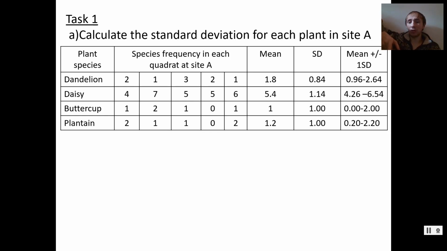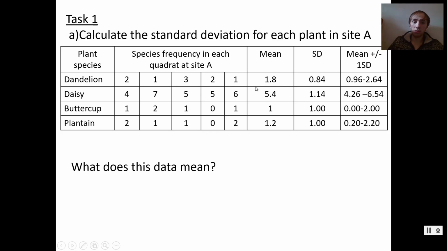There's the means plus or minus 1 standard deviations as well. What does it mean? Well, definitely, daisies are the most frequent, because even with the maximum range here, they're still dramatically higher than the others. What it means for the others, even though the means made it look like it was buttercup, then plantain, then dandelion, these ranges all overlap.